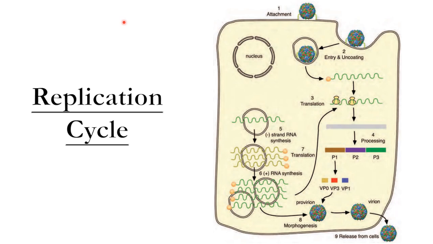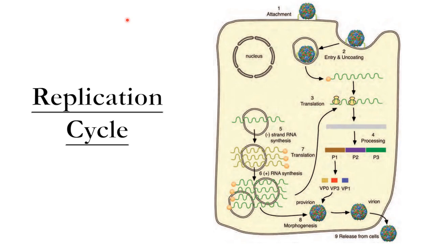The entire time required for a single replication cycle ranges from 5 to 10 hours, depending on many variables, including the particular virus, temperature, pH, host cell, and multiplicity of infection. Many picornaviruses are released as the cell loses its integrity and lyses. Other picornaviruses, such as hepatitis A virus, are released from the cells in the absence of cytopathic effect.